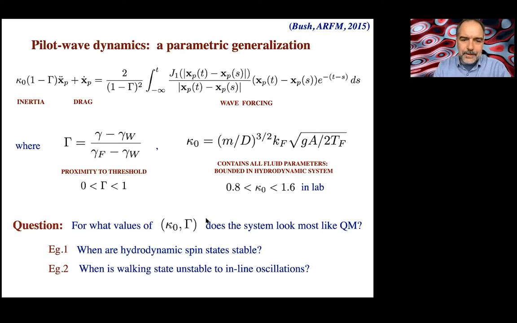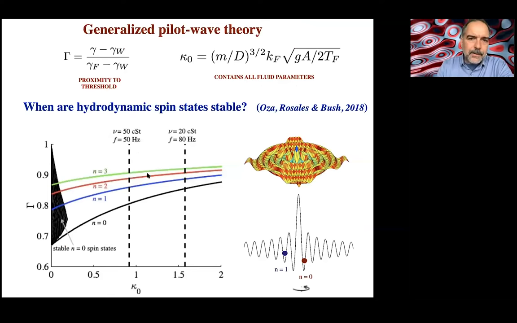So we can ask the question, for what values of these two dimensionless groups does the system look most like quantum mechanics? For example, when can we get hydrodynamic spin states? When can we get these inline oscillations, which we've seen are the root of quantum statistics in a couple of settings? So we looked at the stability of spin states in this generalized pilot wave framework, and we found the parameter regime here where you can stabilize the spin states. Okay, so it's basically in the low inertia limit.